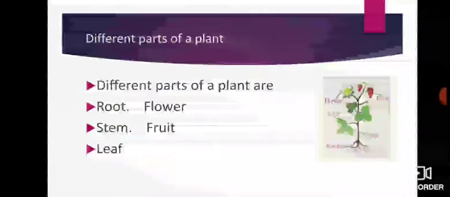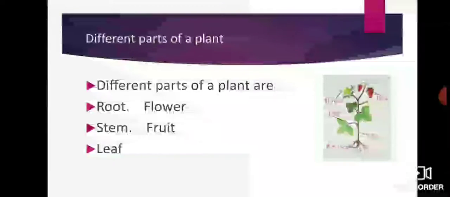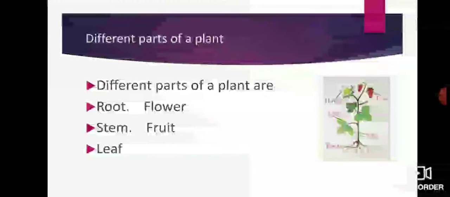Today I will teach you Science chapter 1.2 Plants. Here you can see a picture of a plant. A plant has many parts. What are the names of those parts? The names of those parts are root, stem, leaf, flower and fruit.